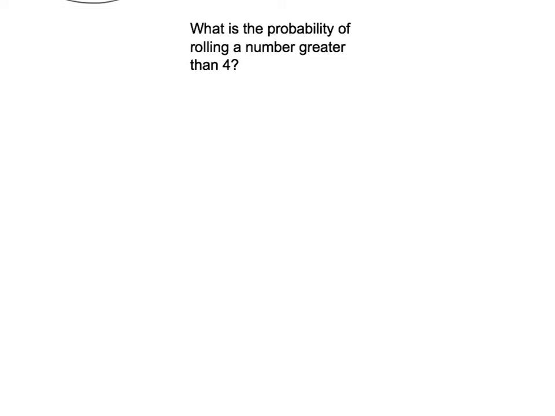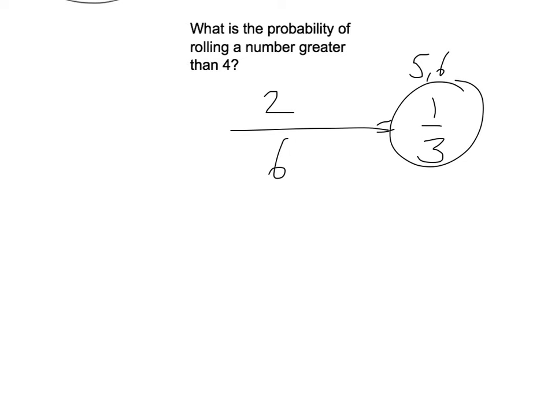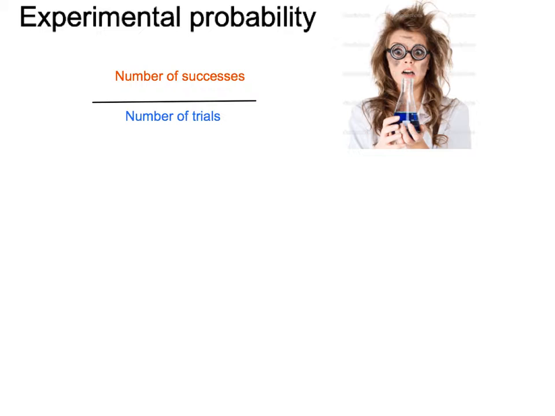So real quick before we move on, why don't you take a second and solve this one? What is the probability of rolling a number greater than 4? Well, how many favorable outcomes are there? Well, we want a number that's greater than 4. So we have on a die a 5 and a 6. So there's 2 favorable outcomes, and there are on a die 6 possible. So we get 2 out of 6 or 1 out of 3. Okay, 1/3.